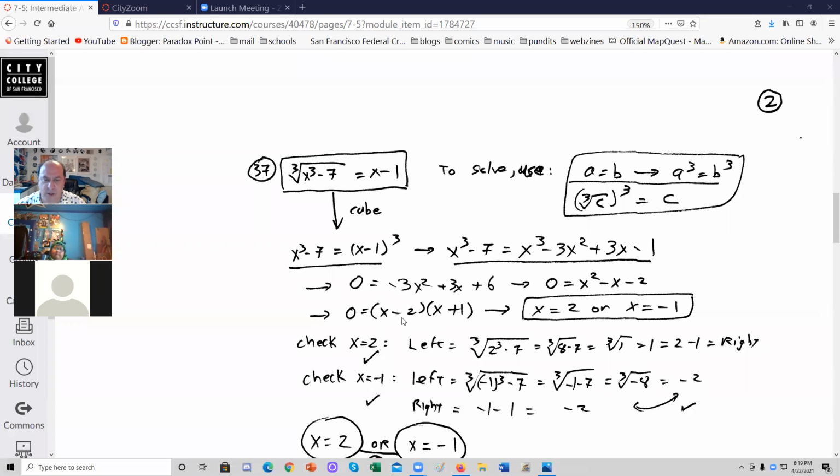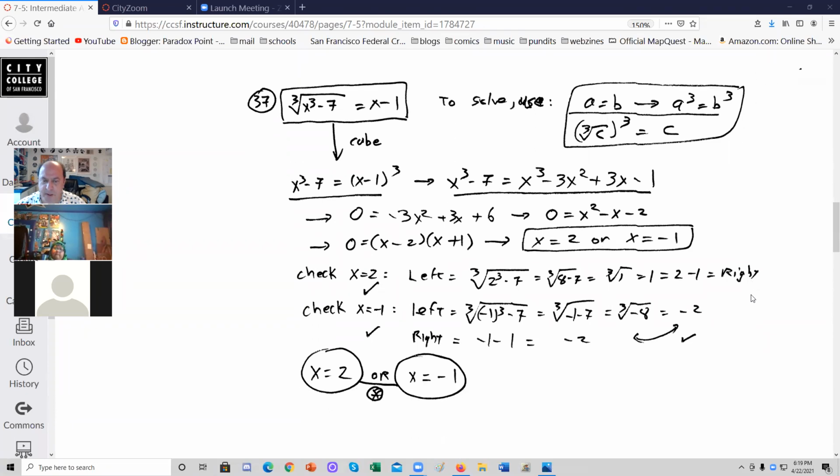So x minus 2 is 0, for x is 2. Or x plus 1 is 0, for x equal to -1. Okay, so let's check both. Check x equals 2. The left side is cube root of 2 cubed minus 7, which is cube root of 8 minus 7, which is cube root of 1, which is 1. And the right side is 2 minus 1, which is also 1.